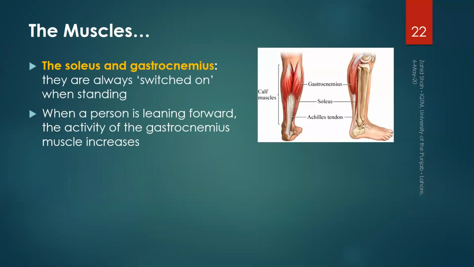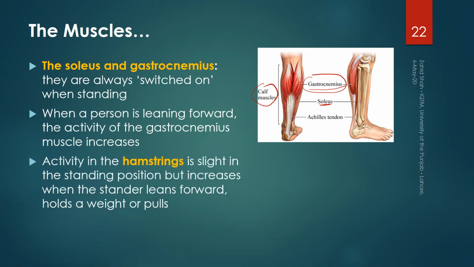We have two more important muscles, soleus and gastrocnemius. These are your calf muscles on the posterior side of your lower leg, and on the lateral side are the gastrocnemius muscles. So these are your soleus on the posterior inferior side, and on the superior side these are gastrocnemius muscles. As a whole, in combination, they are called calf muscles. When a person is leaning forward, the activity of the gastrocnemius muscle increases.